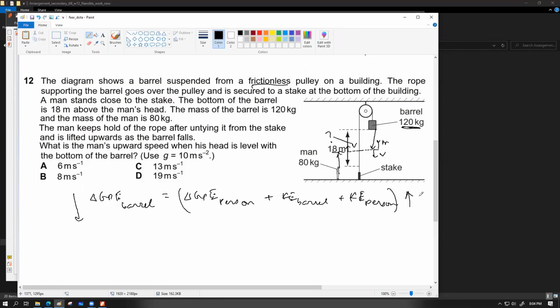When the person is holding the rope, while the rope is connected with the stake, it is still tied up with the stake. The person is holding the rope and is about to untie the rope, and the barrel is still at that level, at the top level of 18 meters height above the person's head. Initially, before the rope was untied, both the initial velocity of the barrel and the person were zero. So what is the kinetic energy of these two objects? Zero. As the person takes the rope off the stake, as the person goes up, at the same speed the barrel falls down. Can you understand this part?